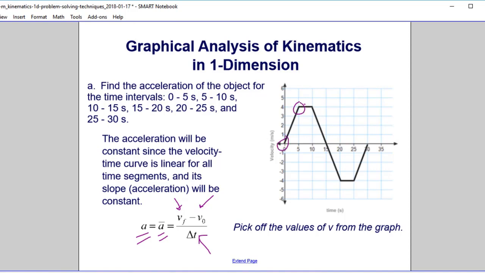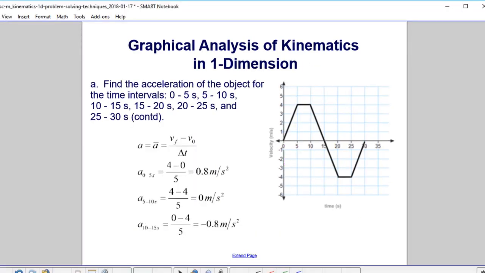So the first one, at time equals 5, the velocity is 4. Time equals 0, velocity is 0. So let's go to the next slide and start doing that. We'll do the first three intervals, which is 0 to 5, 5 to 10, and then 10 to 15. And here is 0 to 5.